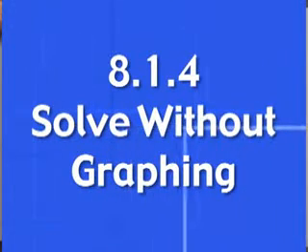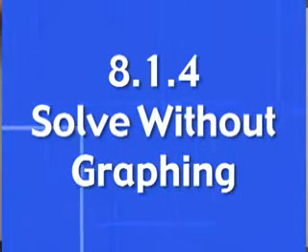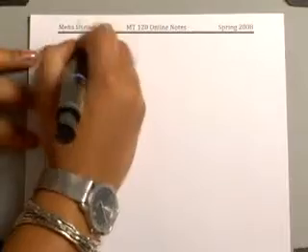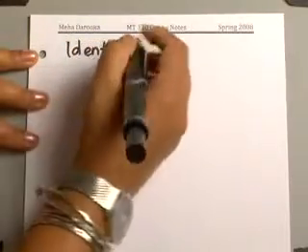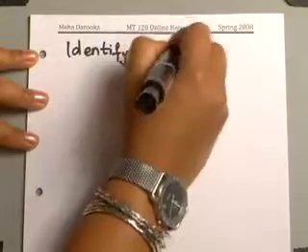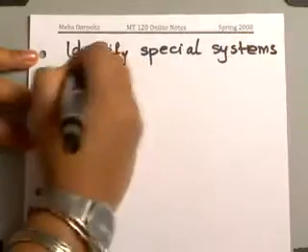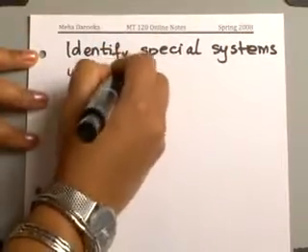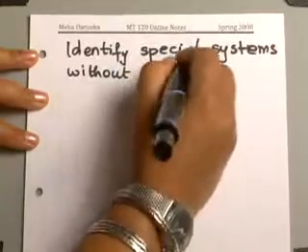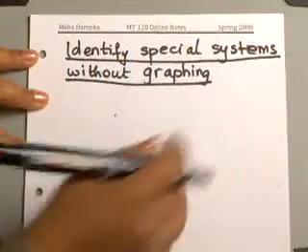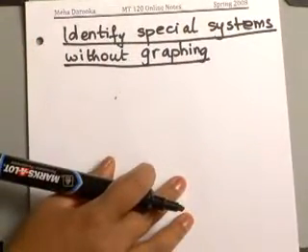Now, there are other ways of identifying special systems without graphing. So let's go ahead and take a quick look at how we could have identified these special systems without graphing them. Now let's take a look at an example here to see how we can identify these without having to graph them.